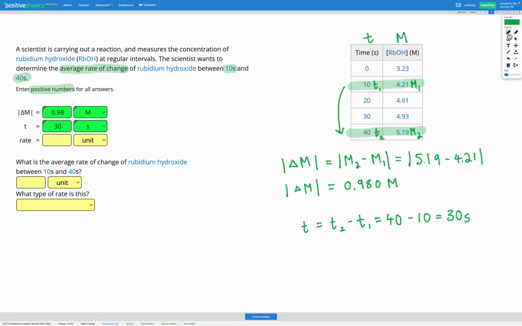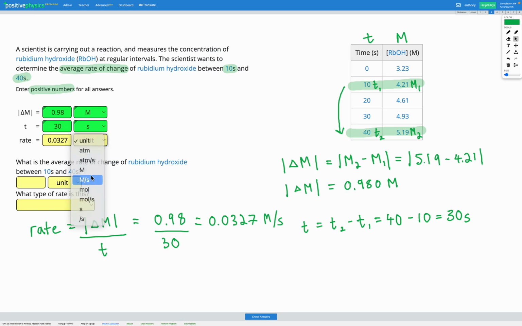So let's write down our equation. Rate is change in molarity or concentration divided by time. So we just need to plug those values in. 0.98 was our change in molarity divided by our time, which was 30 seconds. So if we put that into our calculator, we get 0.0327 molar per second for our rate of change. So let's fill that in to check we got that right. Awesome. So that's going to be our final answer. That's what we found.